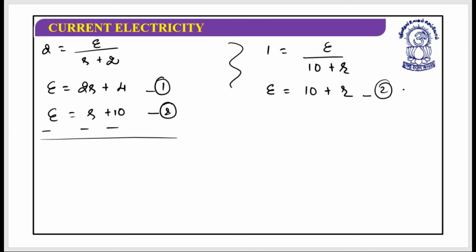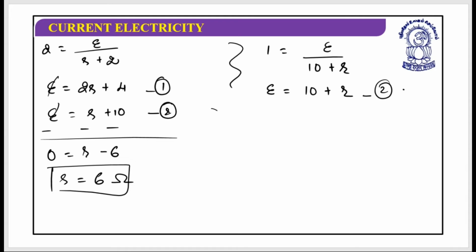Let's solve it. E and E have been cancelled. This is 0. 2R minus R is R. 4 minus 10 is minus 6. So R is equal to 6 ohm. So I got this internal resistance. What else is required? The EMF of the cell. EMF can be calculated as E is equal to R plus 10.